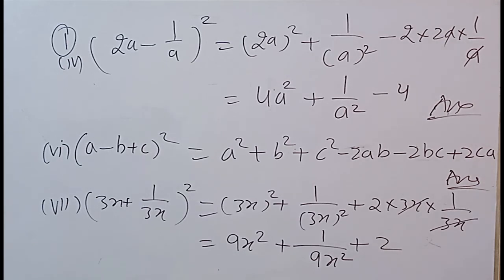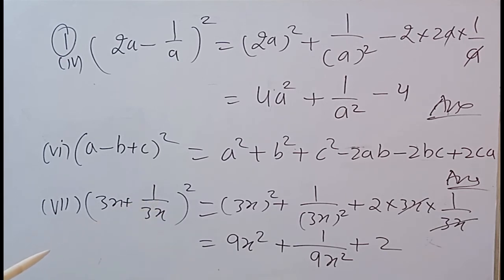3x plus 1 upon 3x, that is a plus b. Here a is 3x and b is 1 upon 3x. So write down 3x plus 1 upon 3x whole square, that will give a square, that is 3x, b square, that is 1 upon 3x whole square, plus 2ab. 2 into a, that is 3x, and b is 1 upon 3x. So 3x will cancel with the 3x and leave the 2 here. So write down the 2.